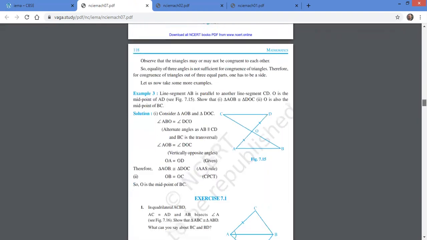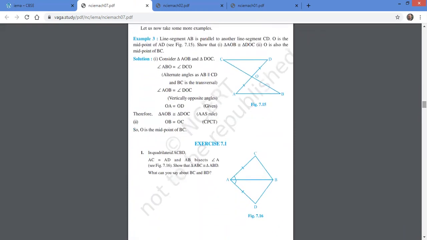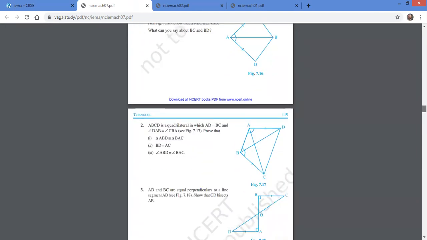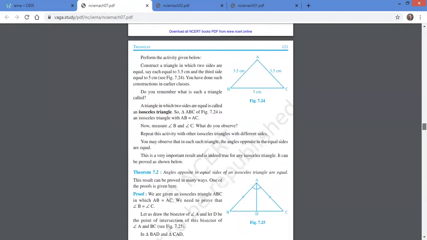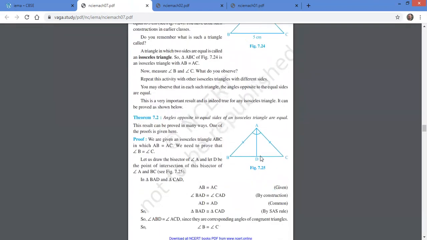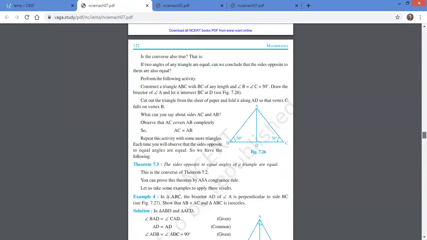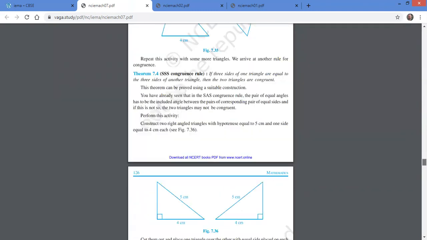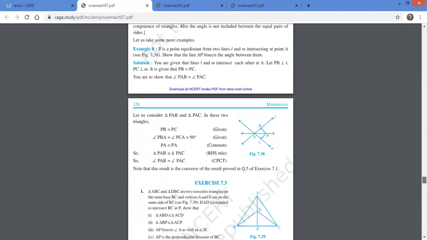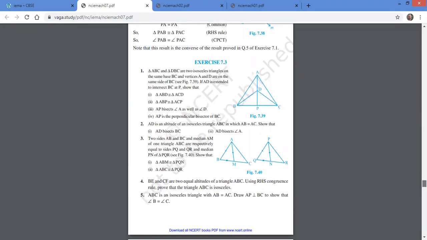So without doing the theorem, you need to understand, of course, what the conditions of congruency are. You can directly start doing the exercise 7.1 as it is. Then properties of triangles. This is a theorem, this you have to do: angles opposite equal sides are equal. Please do this theorem. Only 7.1 was cancelled. 7.2 remains. So this theorem is there in the course. Then 7.2, the entire exercise is there. And here 7.3, the RHS and other congruency conditions are there.